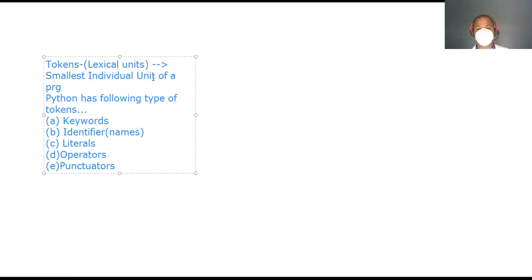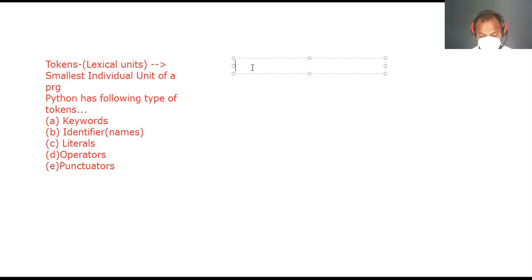The first one is keyword. Now let me take another text box. We may use any format here. So let us discuss the first topic, that is keywords. What are they? Students, keywords are the words that convey special meaning to the language compiler or interpreter.